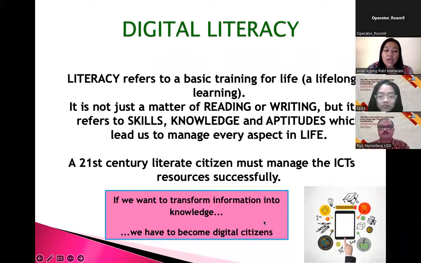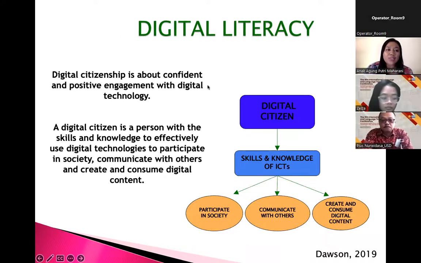If we want to transform information into knowledge, we have to become digital citizens. So before we move forward, we need to define what a digital citizen is. Related to digital literacy, we have the term digital citizenship, which is about confidence, positive feeling, and engagement with digital technology. Therefore, a digital citizen, in 2019, is a person with the skills and knowledge to effectively use digital technology to participate in society, communicate with others, and create and consume digital content.